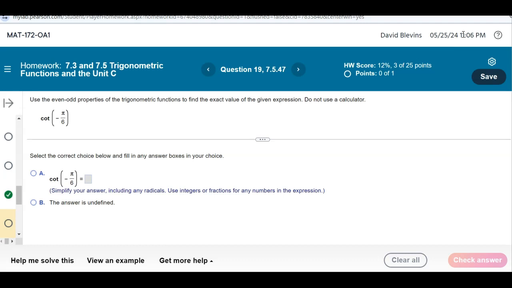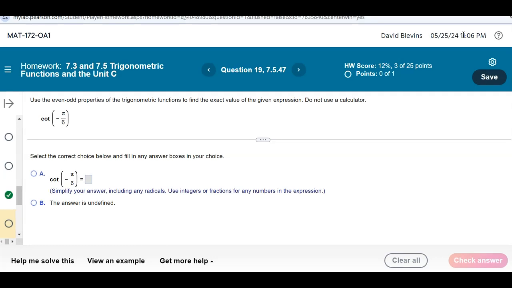So again, what it means to be odd is the cotangent of negative pi over 6 is the same thing as the opposite of the cotangent of positive pi over 6. That's an odd function's property, and cotangent is odd. But we have to remember that on our unit circle, the cotangent of some angle is the x-coordinate divided by the y-coordinate.